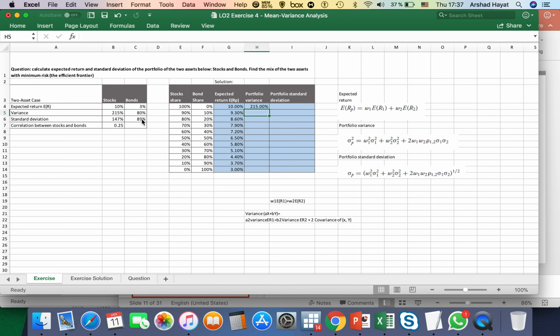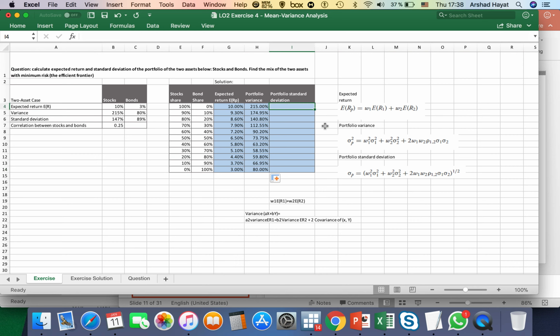Did we make a mistake? So this is 215%. Let's just bring this down here, and we can see that when our total portfolio contains 100% stocks, our portfolio variance is 215%. Now that's exactly the same as the stocks variance. And when our total portfolio contains bonds only, which means 0% stock share, then our total portfolio variance is 80%, which is exactly the same as the variance of bonds. So that obviously makes sense.